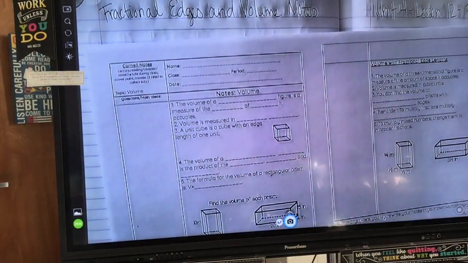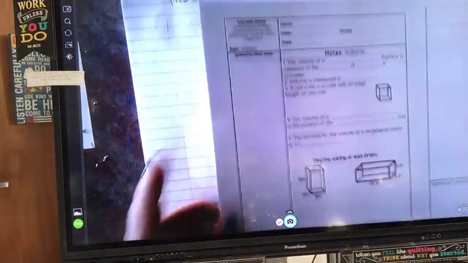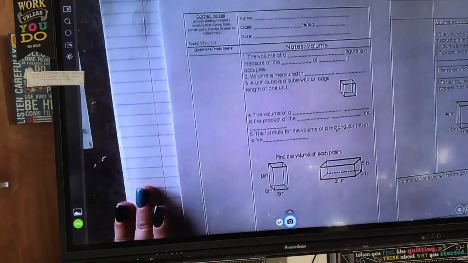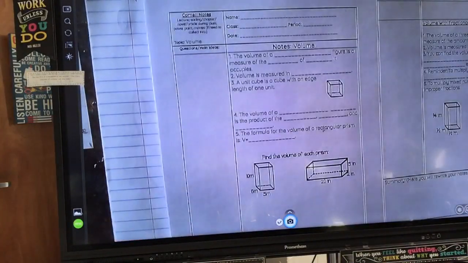Alright. So we are going to do some fill in the blank notes real quick, just kind of refresh our minds on volume, and then we're going to do our open up lesson.